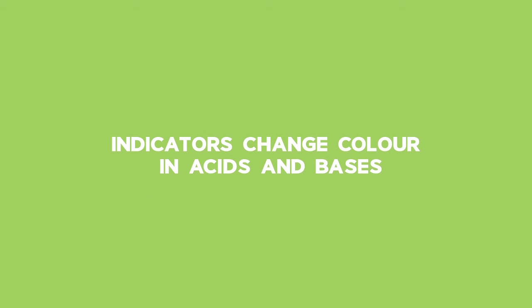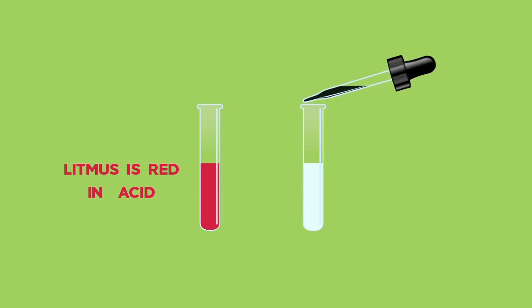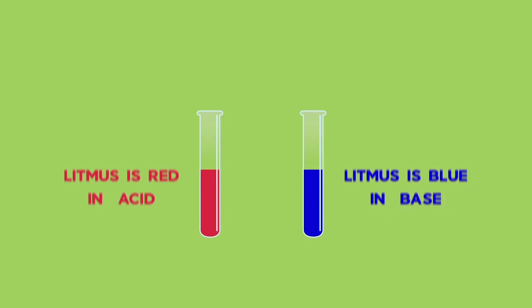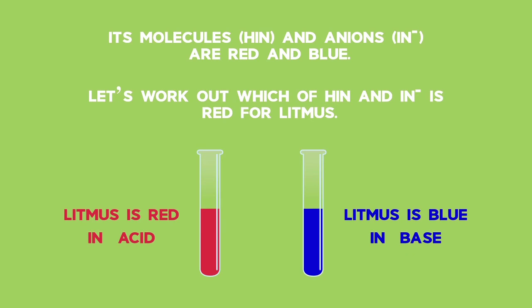Indicators change color in acids and bases. Litmus is red in an acid and blue in a base. Its molecules, HIN, and anions, In-, have these particular colors, red and blue. Let's work out which of HIN and In- is red for litmus.